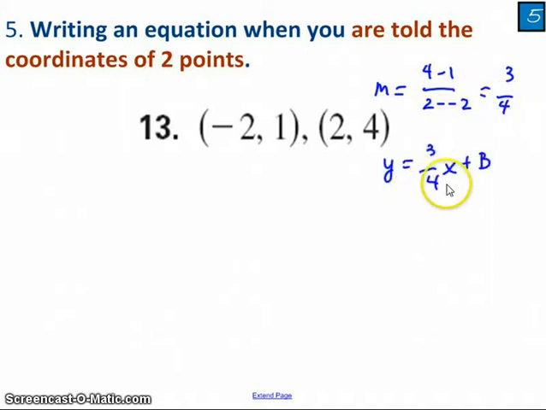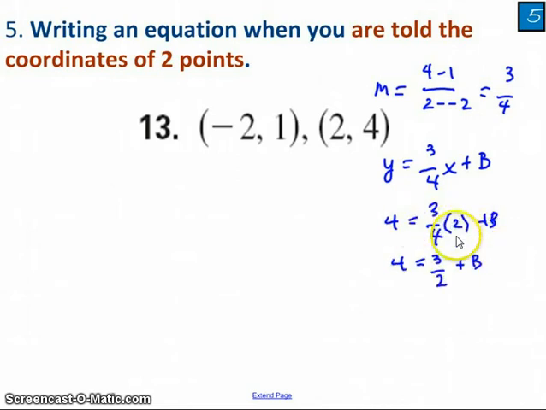So again, it's going to be y equals mx plus b, so I go ahead and plug that 3/4 in. Now I'm going to put y and x values into that equation. I picked the 2 and the 4. I'd rather not deal with negatives. So now I've got everything I need, except I don't know what b is. So I'm going to solve for b.